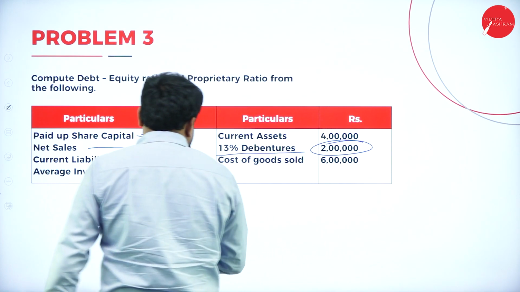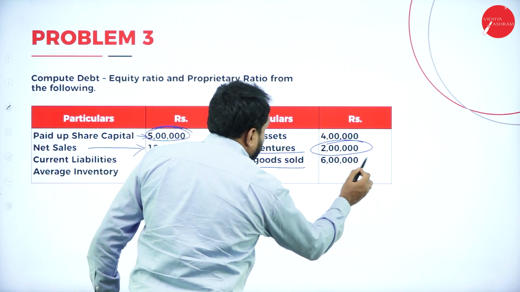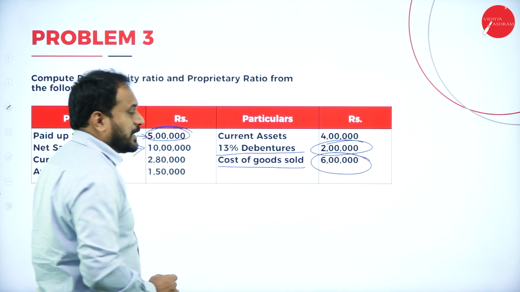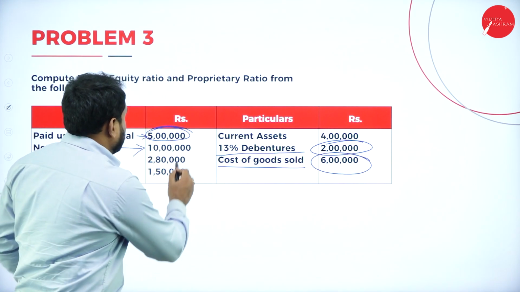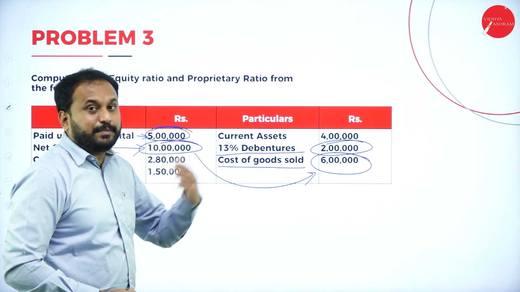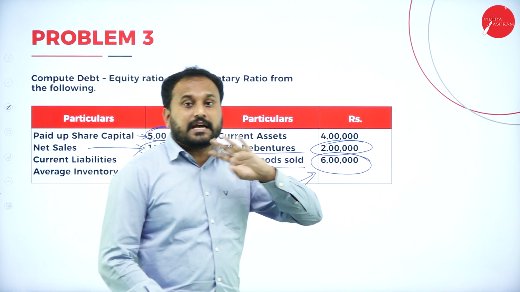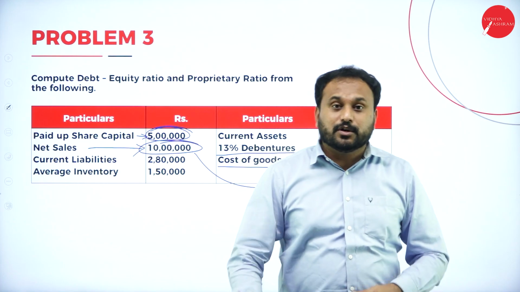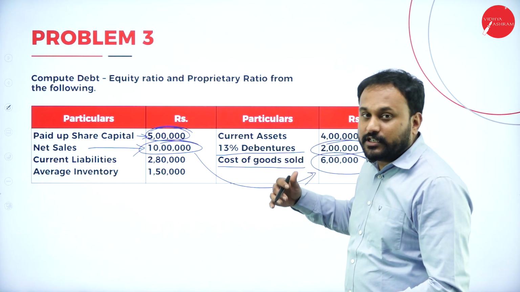But they also said that the cost of goods sold is how much? 6 lakh rupees. That means there is a surplus. Here it is 10 lakh and here it is 6 lakh. That means how much is the surplus? 4 lakh rupees, we have a surplus. So where should that actually go? That should go to your shareholders fund.